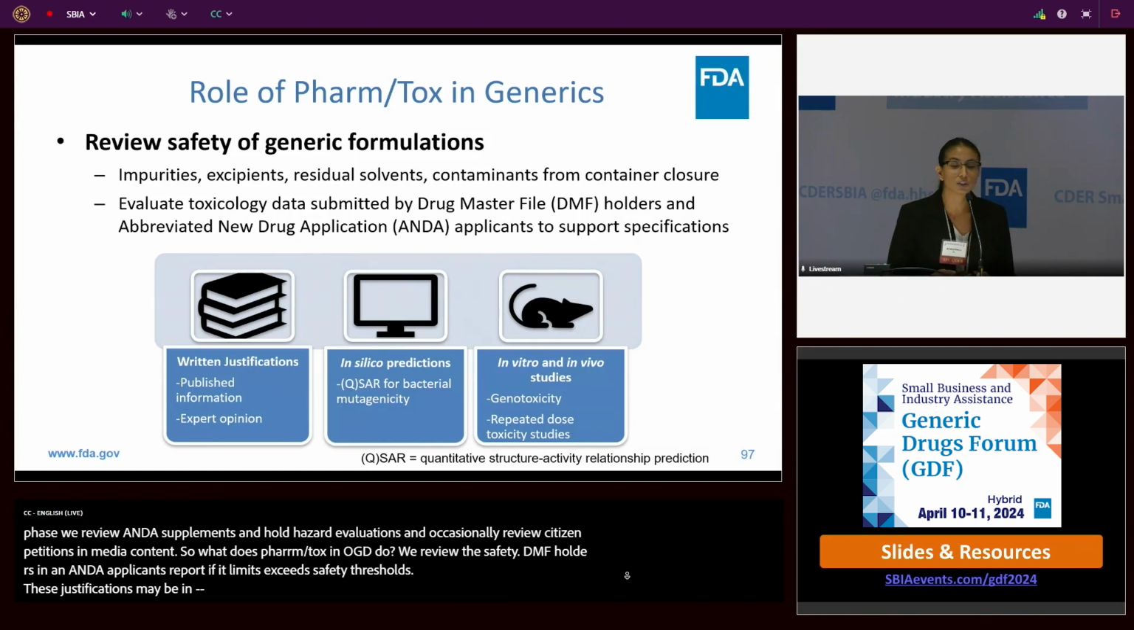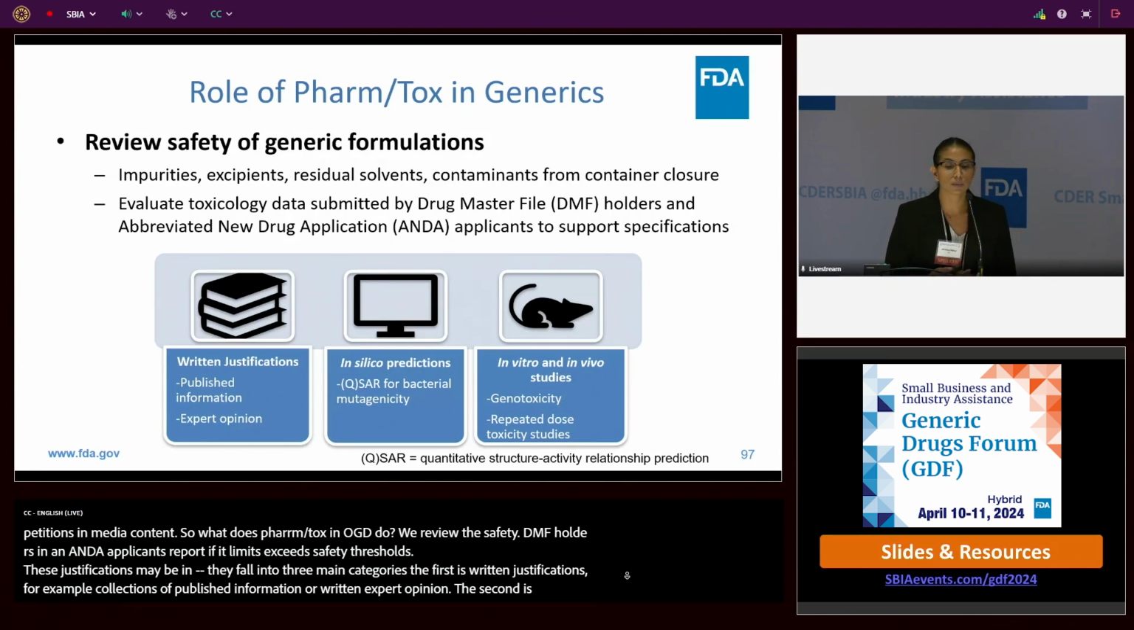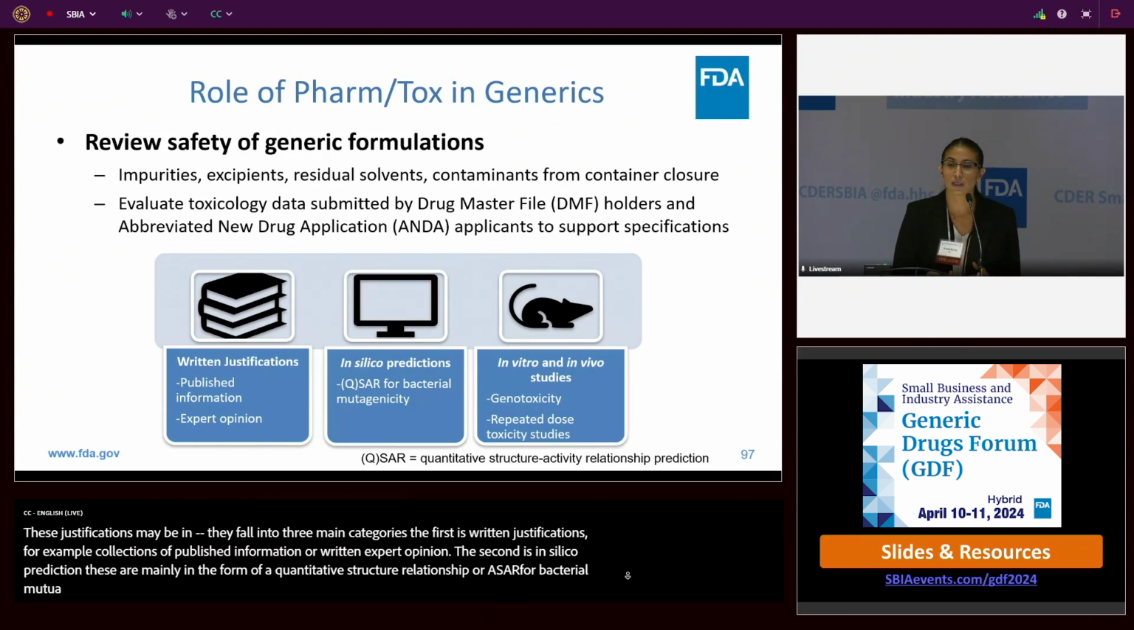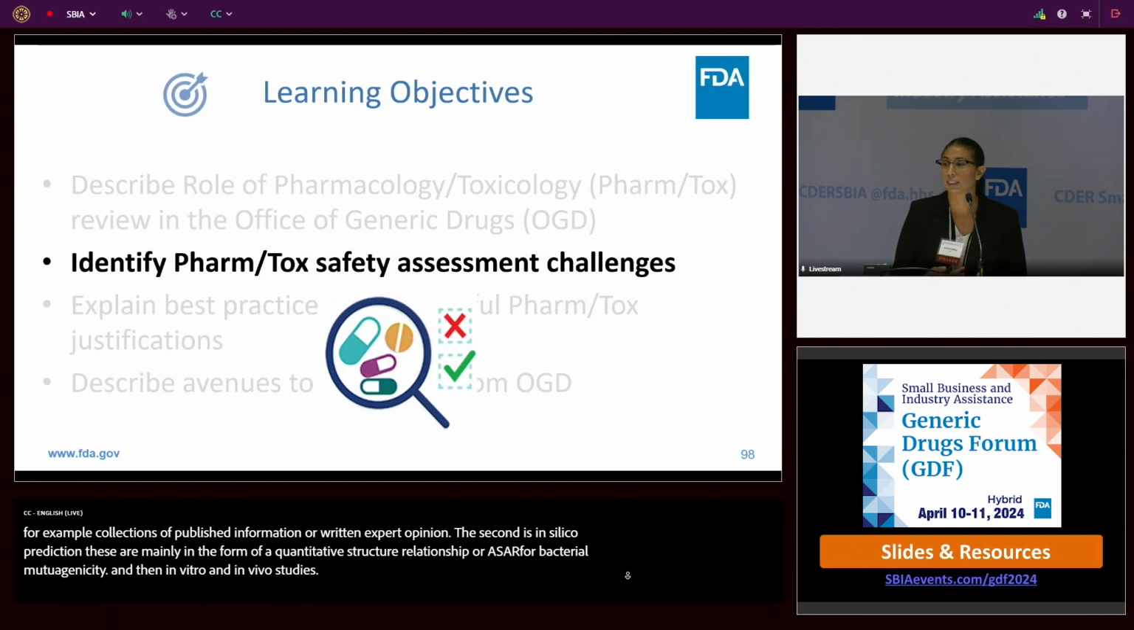The first one is written justifications, for example, collections of published information or written expert opinion. The second category is in silico prediction. These are mainly in the form of quantitative structure-activity relationship, or QSAR, predictions to determine bacterial mutagenicity. And then lastly, in vitro and in vivo studies, and these are generally to qualify genotoxicity or general toxicity through repeated dose toxicity studies. Next, I will present you with some PharmTox safety assessment challenges.